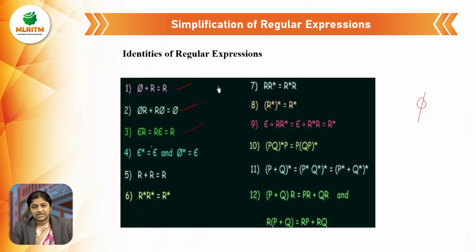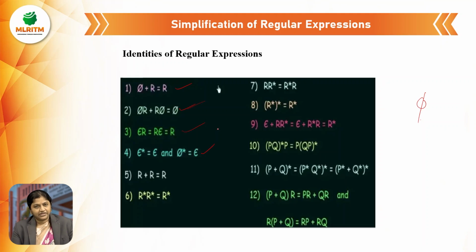Next, epsilon star is nothing but what? Zero or more occurrences. Star indicates zero or more occurrences of that particular symbol. It may be one time, two times, or n number of times, or it may be zero also. So epsilon star indicates what? Epsilon, or null star indicates epsilon only.